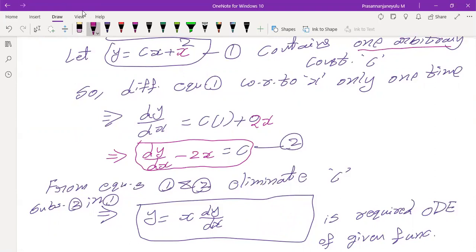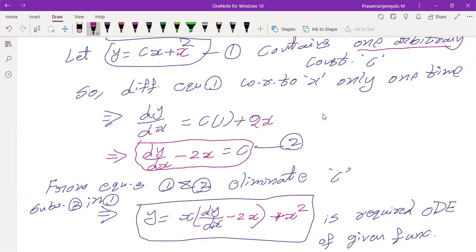What is c into x? What is c here? dy by dx minus 2x. x into dy by dx minus 2x plus x square is the required ordinary differential equation.